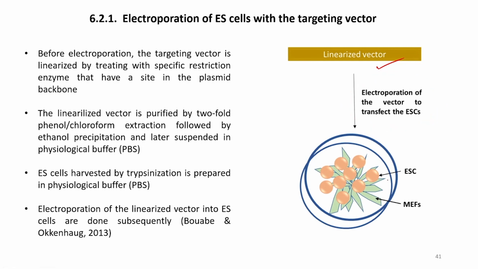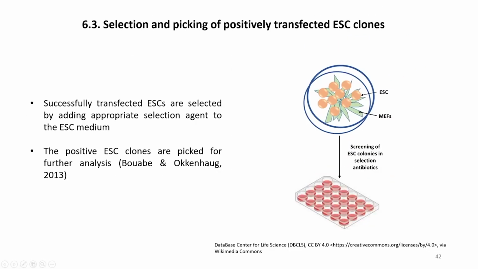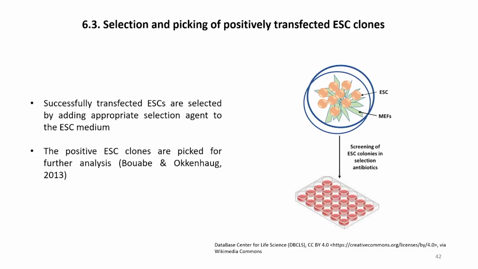So, as a result of this electroporation of the linearized vector, the embryonic stem cells will undergo transformation, and after that transfection happens, we have to select the successfully transfected embryonic stem cells by adding appropriate selection agents to the embryonic stem cell culture medium. The positive embryonic stem cell clones are picked for further analysis.